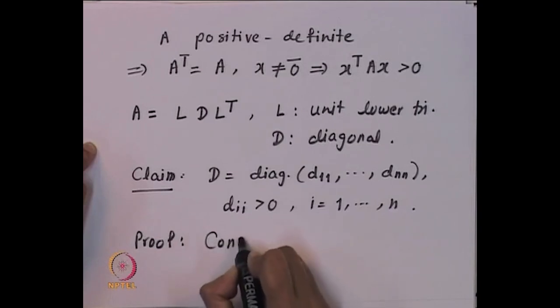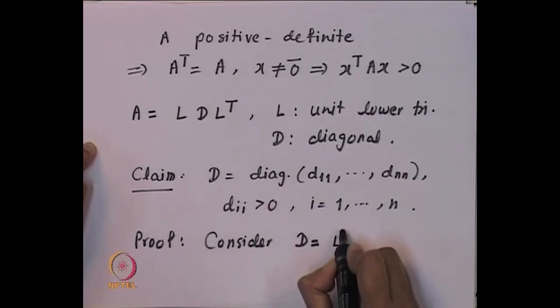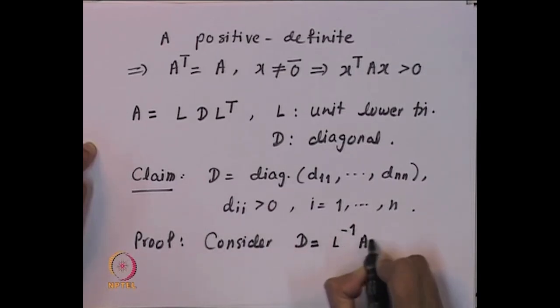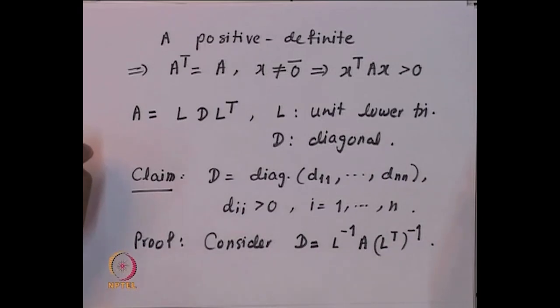In order to prove the claim, you consider the matrix D to be equal to L inverse A L transpose inverse. L is a unit lower triangular matrix. So, that means the determinant of L is going to be equal to 1 and hence it will be invertible, and if L is invertible, L transpose is also invertible. In fact, for an invertible matrix, A transpose inverse is nothing but A inverse transpose. So, we have written D as L inverse A L transpose inverse.